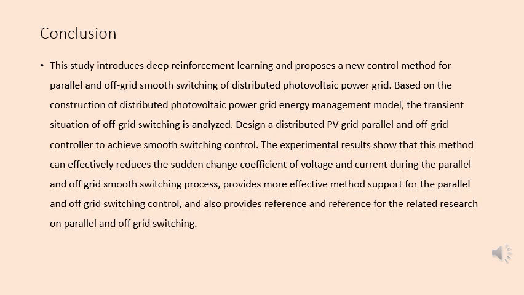This study introduces deep reinforcement learning and proposes a new control method for parallel and off-grid smooth switching of the distributed photovoltaic power grid. Based on the construction of the distributed photovoltaic power grid energy management model, the transient situation of off-grid switching is analyzed. A distributed PV grid parallel and off-grid controller is designed to achieve smooth switching control. The experimental results show that this method can effectively reduce the sudden change coefficient of voltage and current during the parallel and off-grid smooth switching process. It provides more effective method support for parallel and off-grid switching control, and also provides a reference for related research on parallel and off-grid switching.